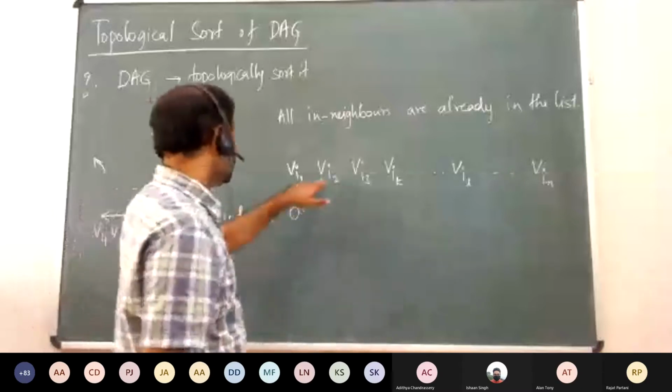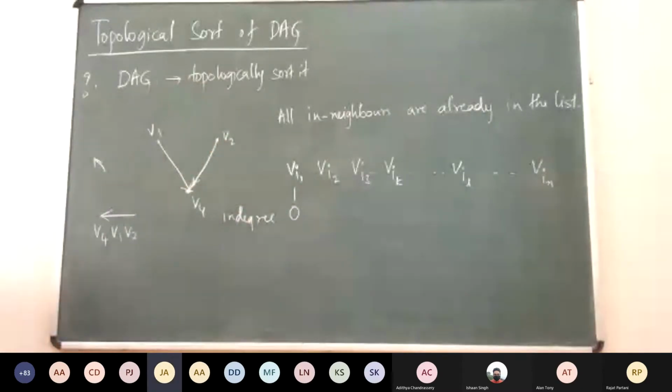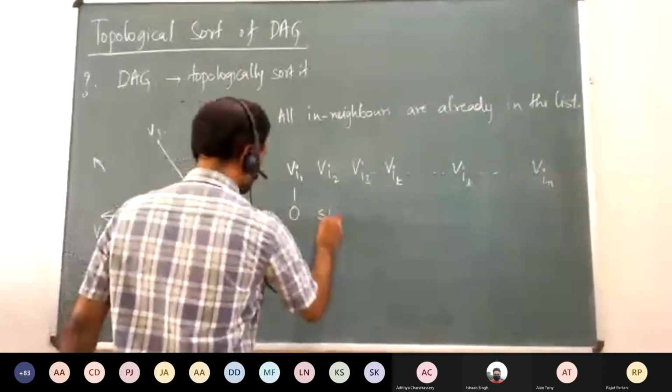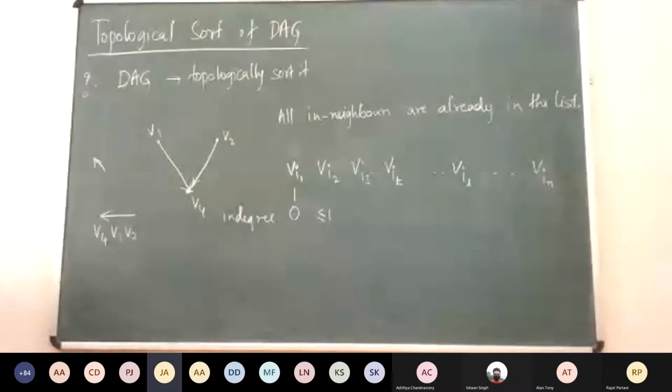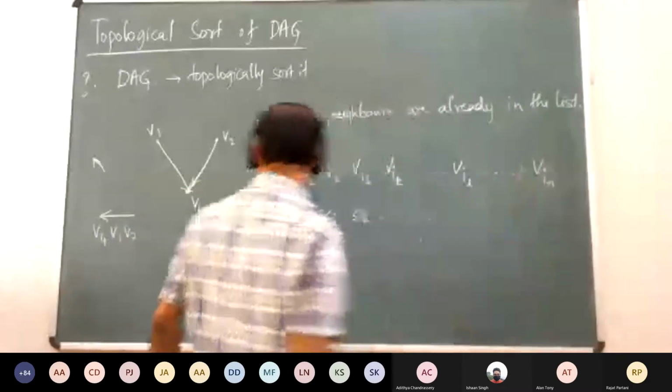Okay. What can you say about the in degree of the vertex Vi2? At most 1, right? So its in degree is at most 1. What about in degree of Vi3? At most 2, right? So on and so forth, right?